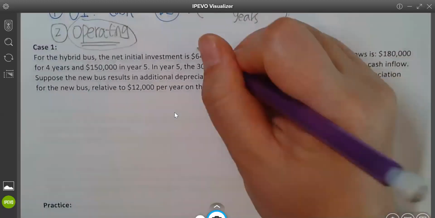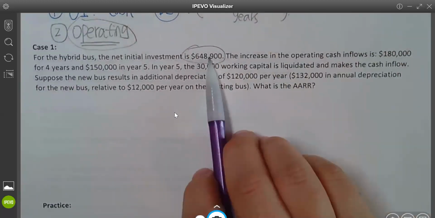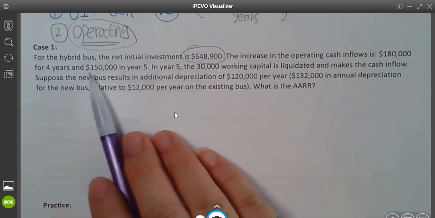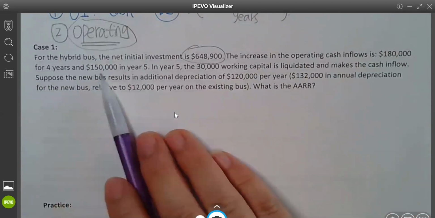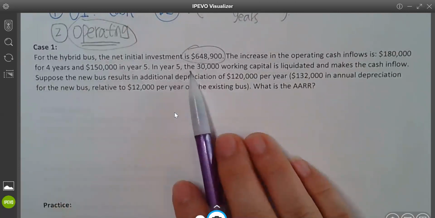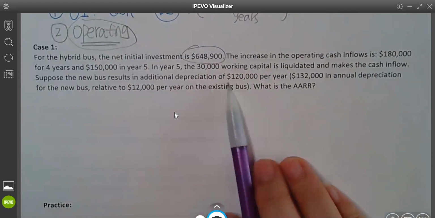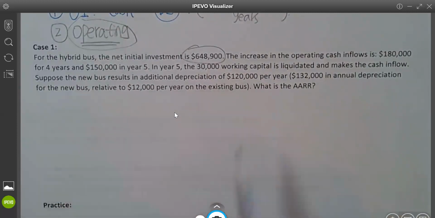So let's do this hard one together. That initial investment is this much. Increased cash flow is this for the first 4 years and 150. You already knew this. In the 5th year, 30,000 working capital will be liquidated and make the cash inflow. Suppose new bus residual additional depreciation this, and then asking about AARR.